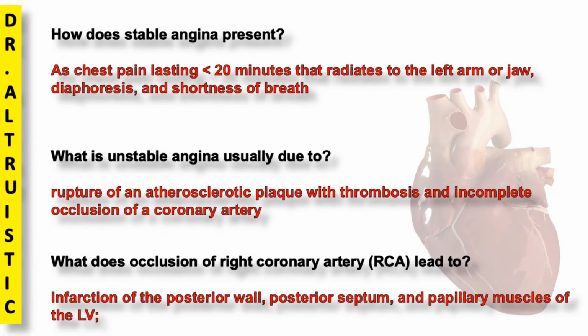1. How does angina present? As chest pain lasting less than 20 minutes that radiates to the left arm or jaw, diaphoresis, and shortness of breath. 2. What is unstable angina usually due to? Rupture of an atherosclerotic plaque with thrombosis and incomplete occlusion of a coronary artery.